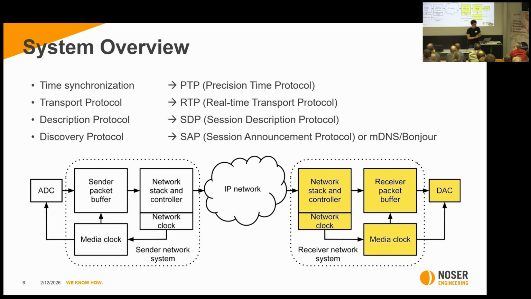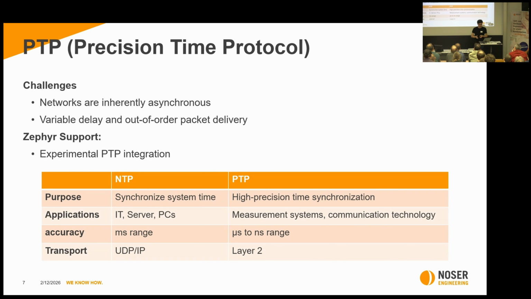For AES-67, we basically need 4 key technologies. First of all, time synchronization. Second, some kind of transfer protocol, then a description protocol, and some kind of discovery. Those I will explain in the next few slides.